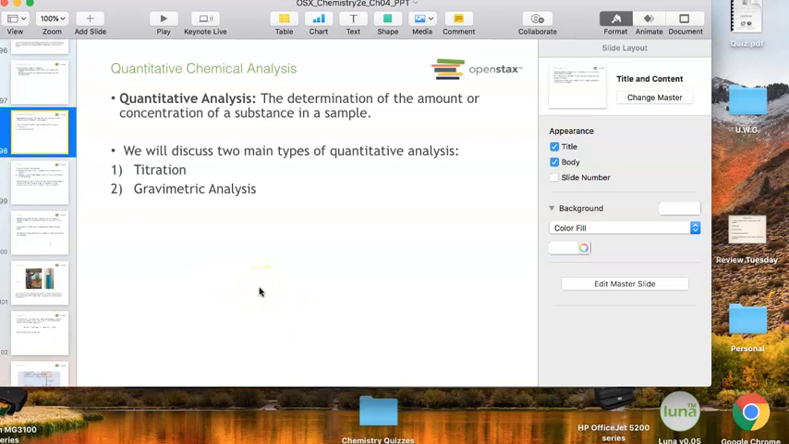So here with quantitative analysis, that is used to determine the amount or concentration of a substance in a sample. Okay, so quantitative analysis is different from qualitative analysis. Quantitative analysis is always specific about the amount or concentration of a substance in a sample, whereas qualitative analysis is just determining what the substance is. Is it mercury? Is it lead? What's in the sample? So with quantitative analysis, we're going to discuss 2 different types: gravimetric analysis and titration.